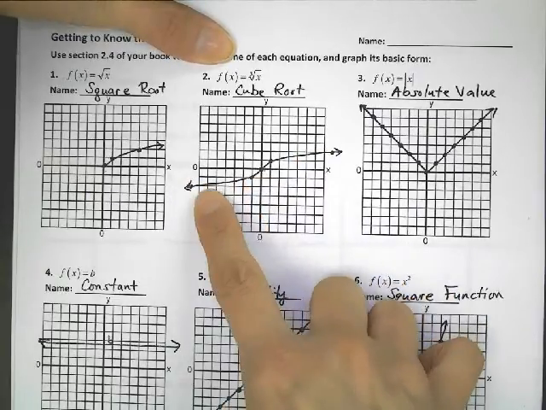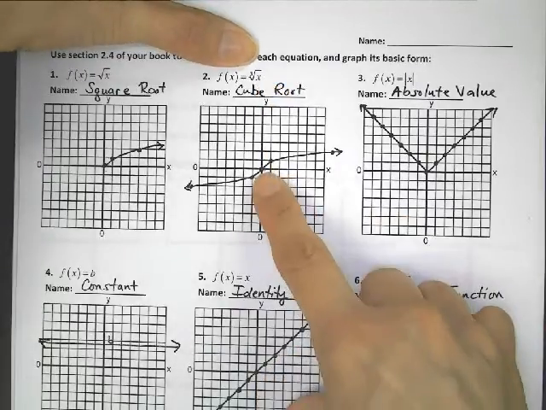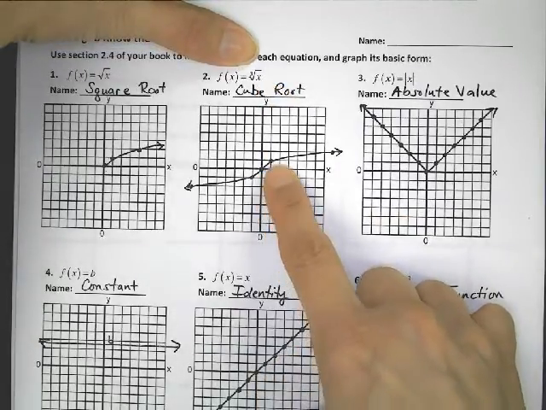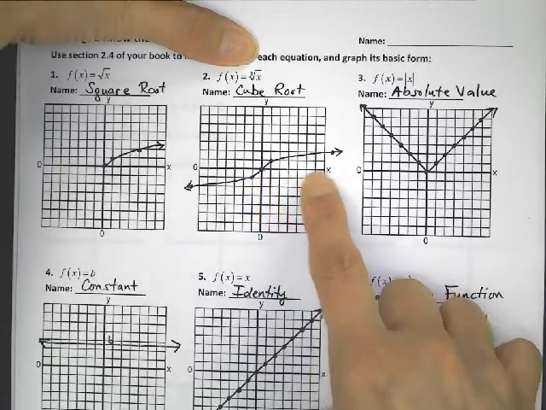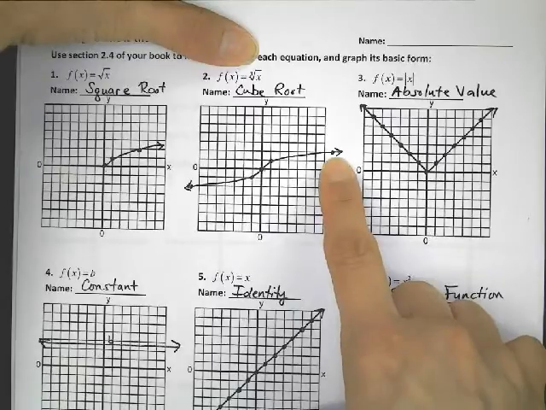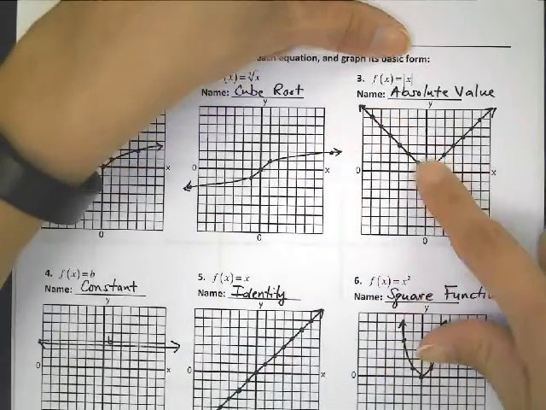The cubed root function looks like this. Notice there's also some values over here on the left-hand side because you can plug negatives into a cubed root. Cubed root of 0 is 0. Cubed root of 1 is 1. Cubed root of negative 1 is negative 1. The next value that you're going to find is the cubed root of 8, which is 2. Okay, cubed root function.